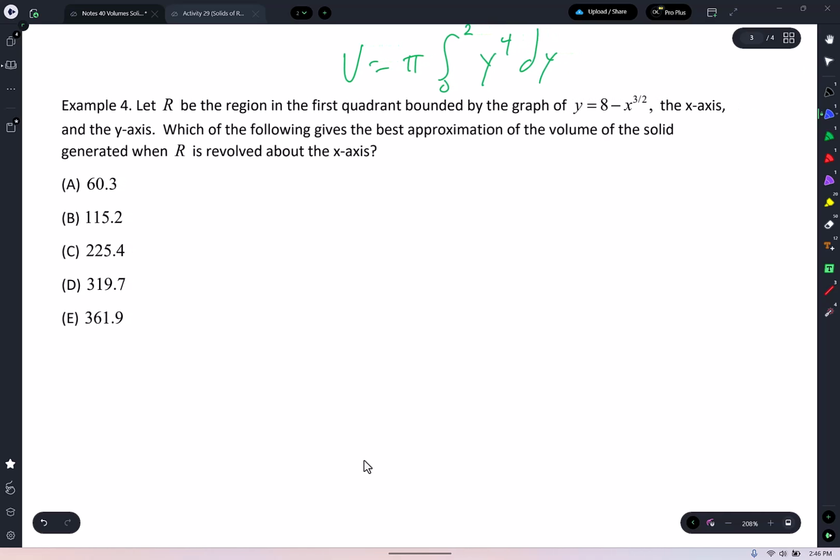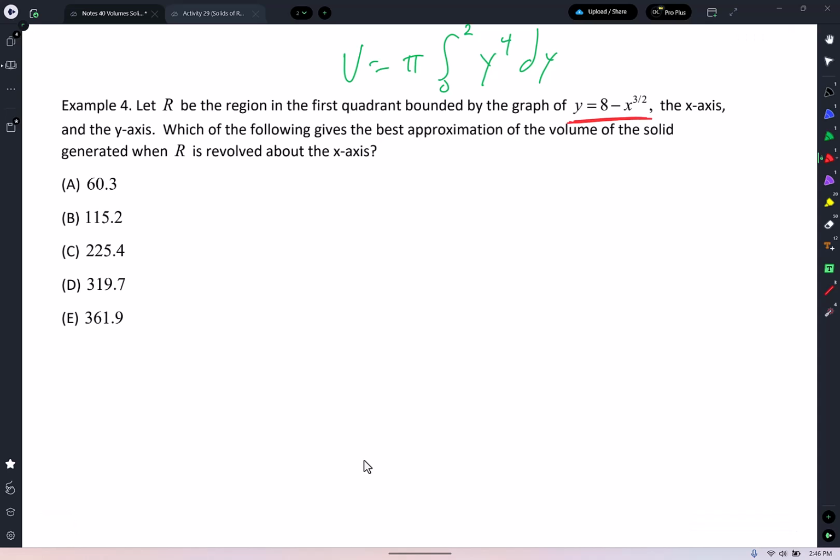Let R be the region in the first quadrant bounded by the graph 8 minus x to the 3/2, the x-axis, and the y-axis. Which of the following gives the best approximation of the volume of this solid? Okay. Obviously, you need a calculator because there's no decimals there. But if I didn't, I want you guys to get to a level where you feel comfortable of how this looks without the assistance of a calculator.